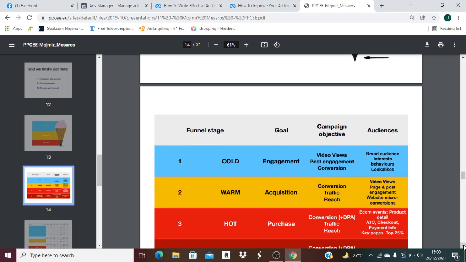The first thing is you want these persons to trust you. So the best advert to run for a cold audience is a video advert. Running a video advert for a cold audience has its own advantages.